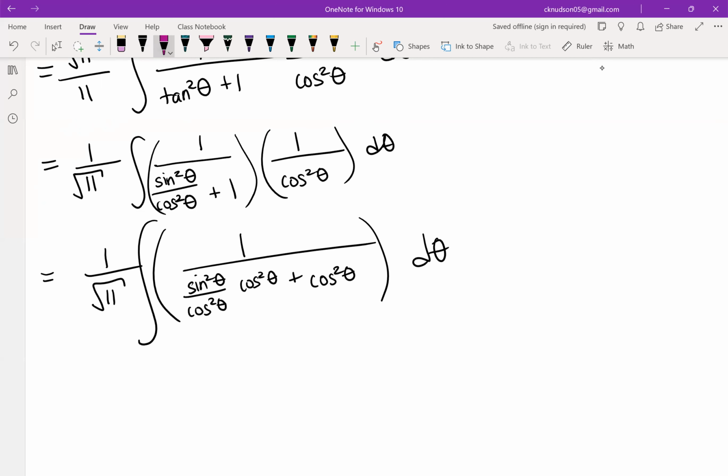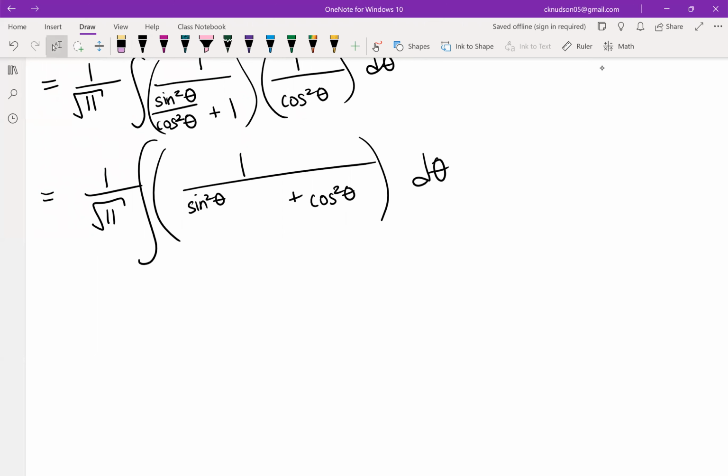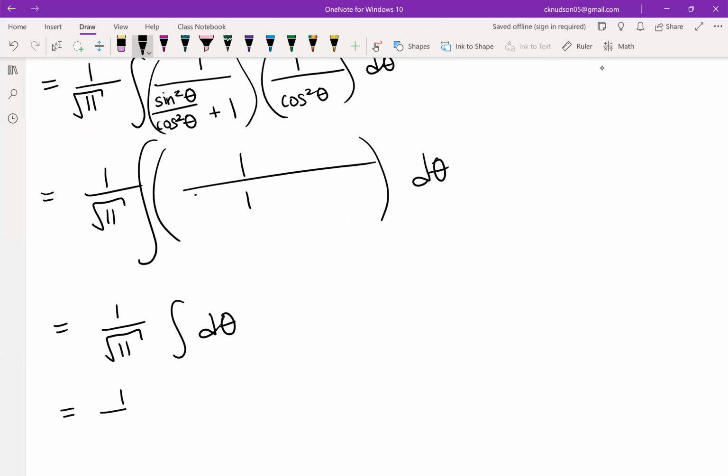Now we can see that cosine squared cancels with cosine squared, leaving just sine squared of theta plus cosine squared of theta. But we know that sine squared plus cosine squared is 1. So this whole denominator just simplifies down to 1. So this all leaves 1 over square root of 11, plain old d theta, or 1 over the square root of 11, theta plus some constant.